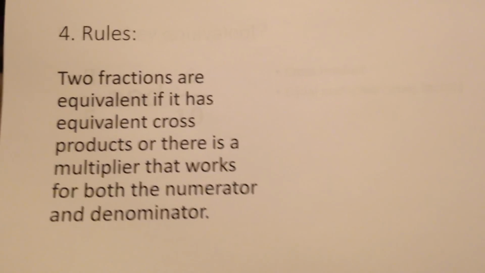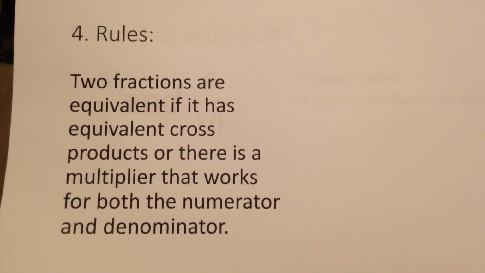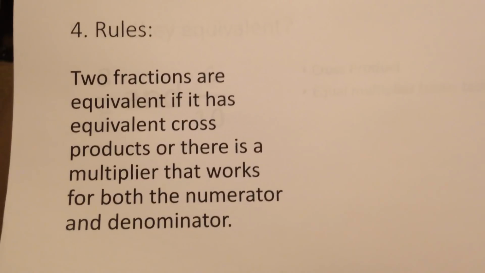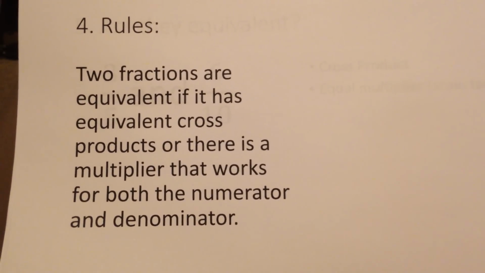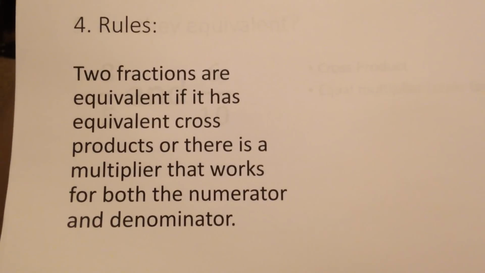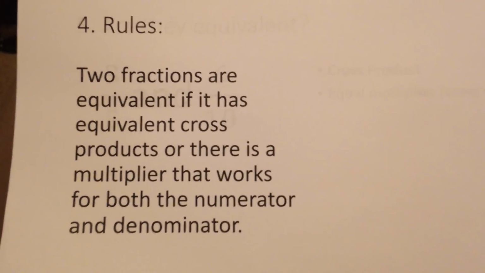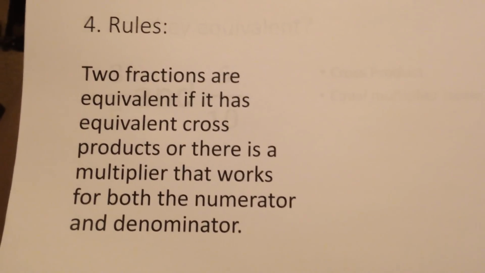Okay, the next part, rules. So we pause our video and write down the rules, and this is going to explain how to do some of our work for today. Two fractions are equivalent if it has equivalent cross products, or if there's a multiplier that works for both the numerator and the denominator. The cross products are always easy to do, but sometimes it's hard to see the multiplier, and I'll show you some examples of that. So you pause your video and write down the rules.